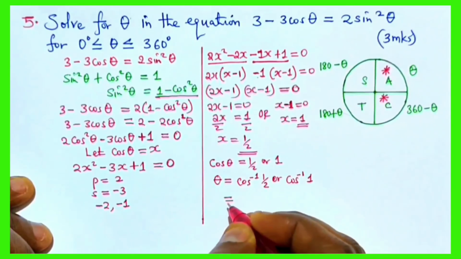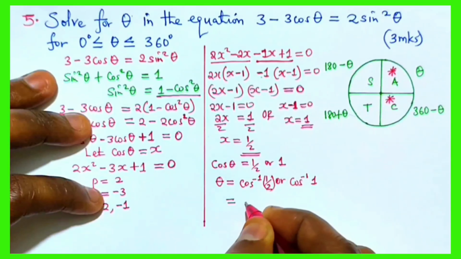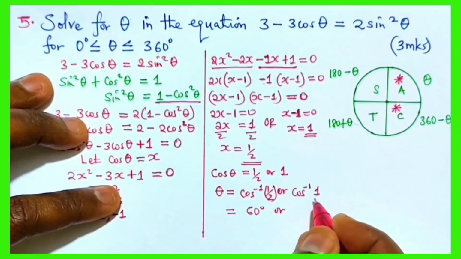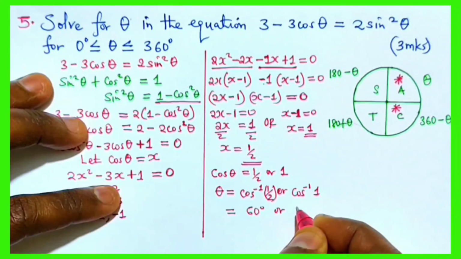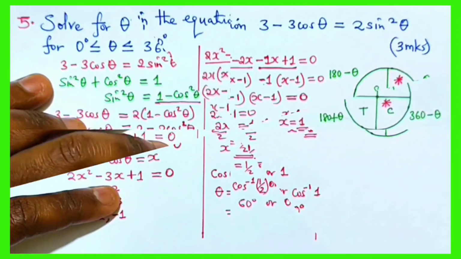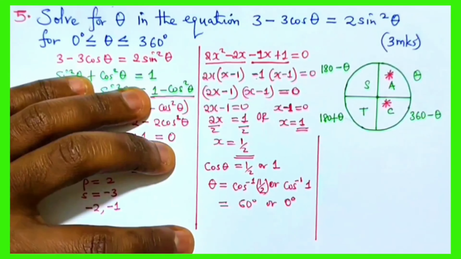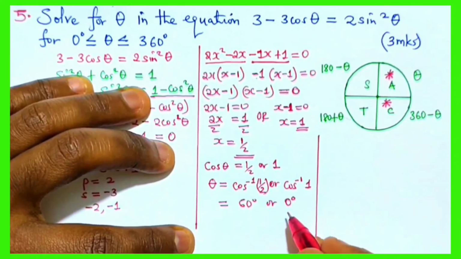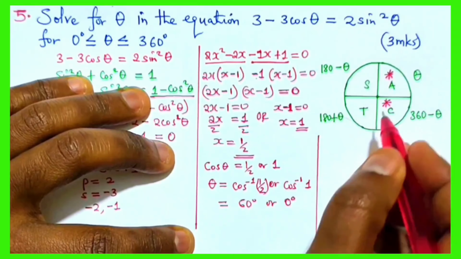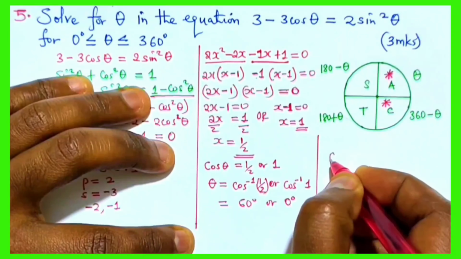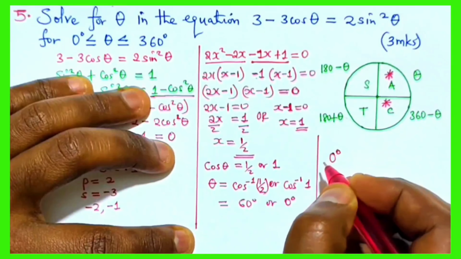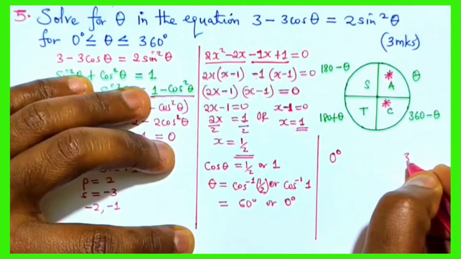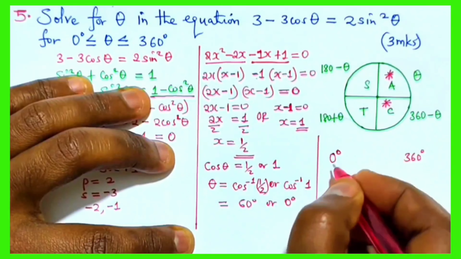So for the cos inverse of a half, we are going to get 60 degrees, and then for the cos inverse of 1, we are going to get 0 degrees. Therefore, for the values of theta in the range, we are going to consider that theta will be equal to, when theta is 0 in the first quadrant, it will be equal to 0 degrees. And then when theta is 0 in the fourth quadrant, we are going to consider there will be 360 degrees.